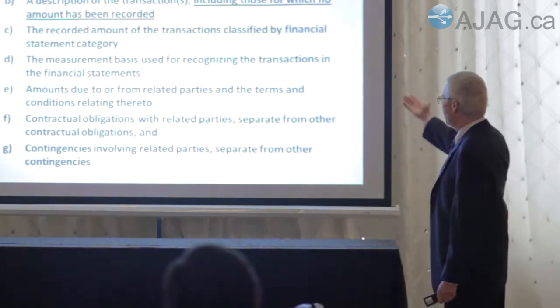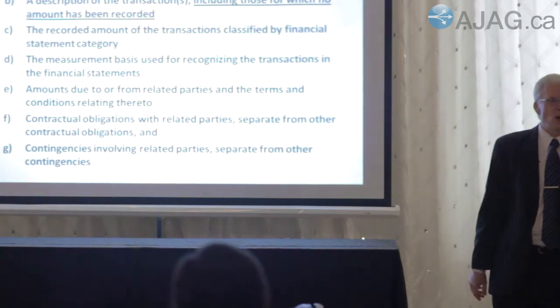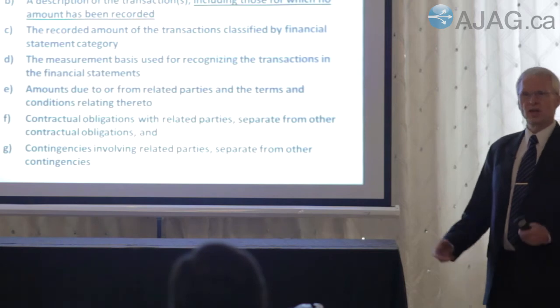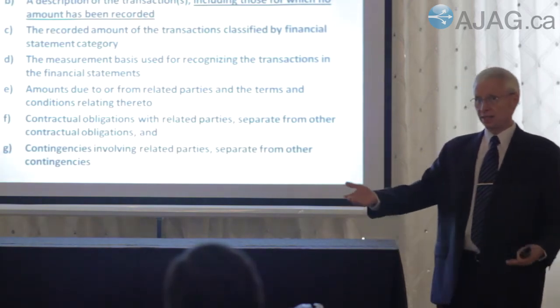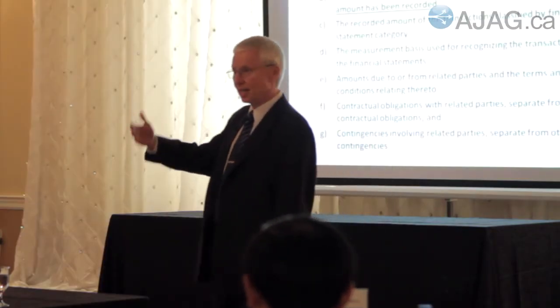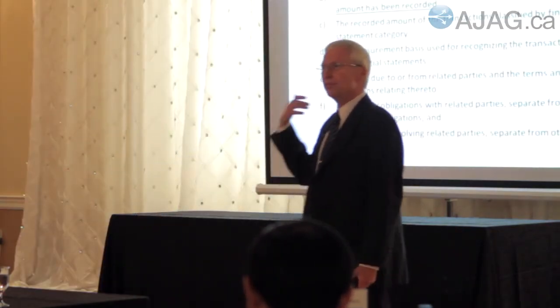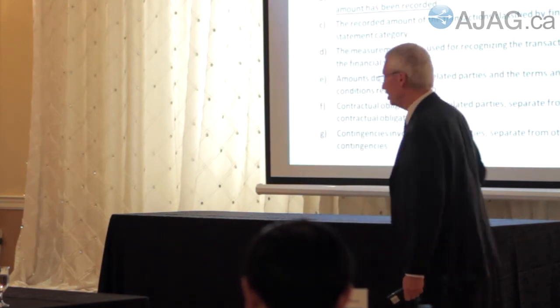We go down the list here, and really the other ones, C and D, deal with how did you record these things? What numbers did you use? Under ASPE, that's where you have to think about which one's the right one to use. Should there be a gain, use the exchange amount, or no gain, the carrying amount? Well, here, they don't care. They just want you to tell them what you did.